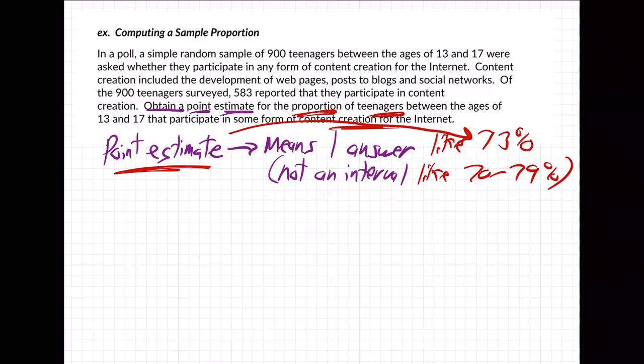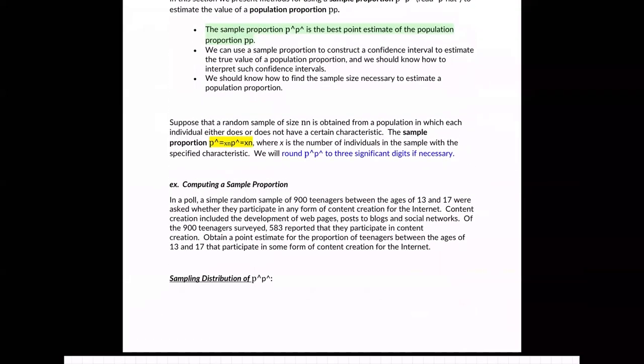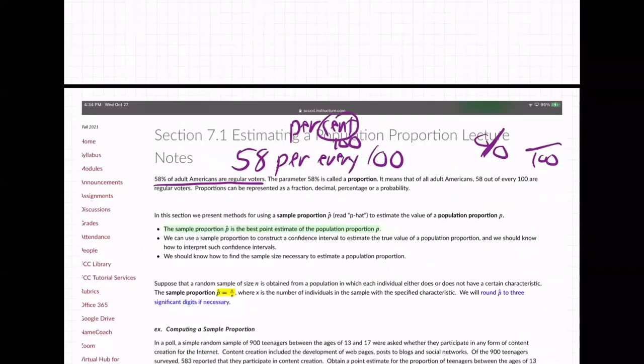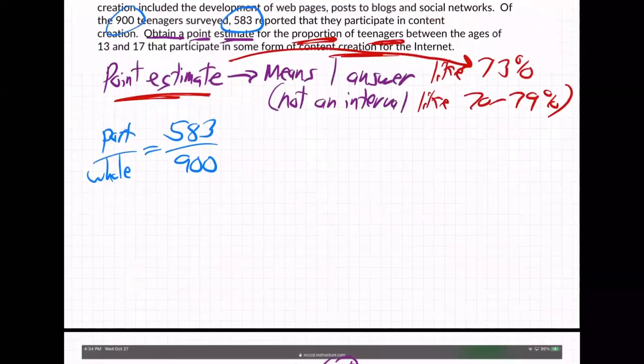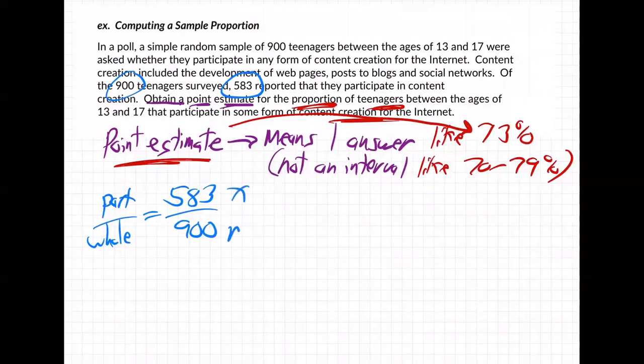You see what we're going to do? Just 583 over 900. There's nothing more to it than that. 583 divided by 900, because that's the part over the whole, isn't it? And that's what they're telling us in this formula right down here. They're just saying, just take x over n. They call this x, they call this n.